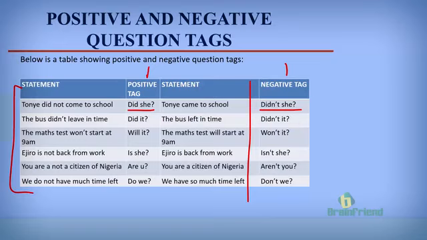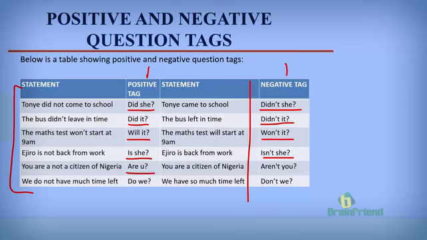The next sentence says, the bus didn't leave in time. Positive tag, did it? The bus left in time. Negative tag, didn't it? The maths test won't start at 9 a.m. Positive tag, will it? The maths test will start at 9 a.m. Negative tag, won't it? Ejiro is not back from work. Positive tag, is she? Ejiro is back from work. Negative tag, isn't she? You are not a citizen of Nigeria. Positive tag, are you?